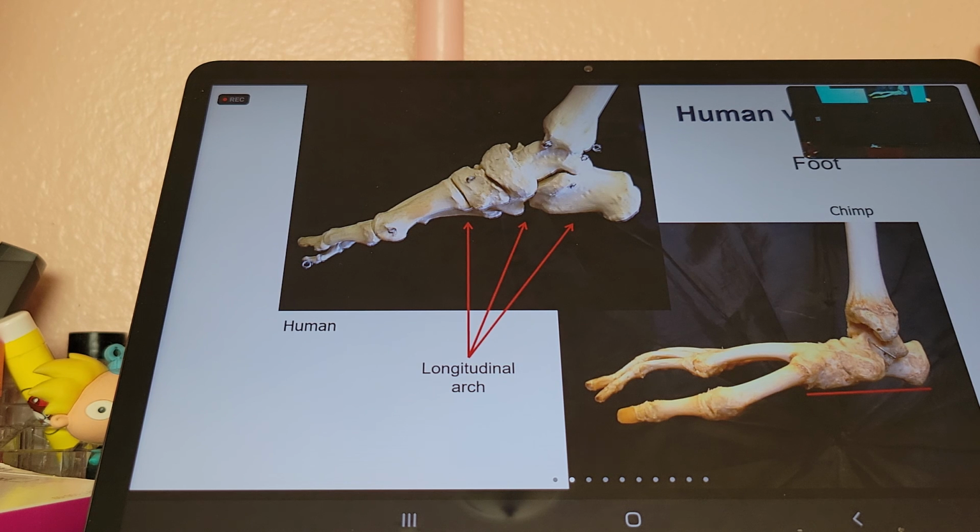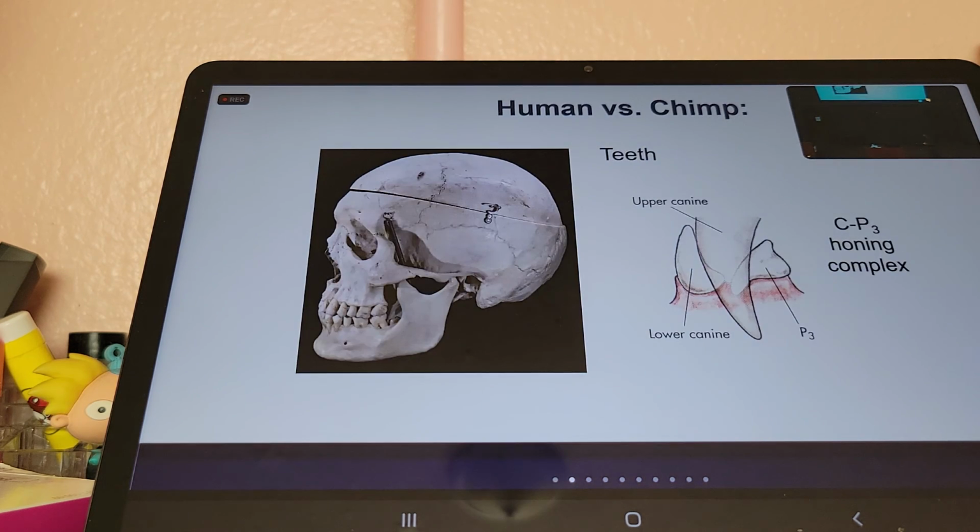The longitudinal arch helps with the propulsion and also serves as a major shock absorber. Right? Not only do we walk, we also run. So both ways, the longitudinal arch absorbs the shock of the locomotor pattern. So these are all adaptations specific to bipedal locomotion.